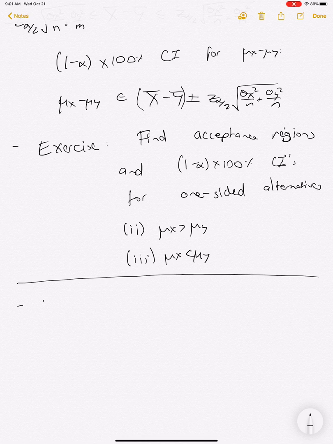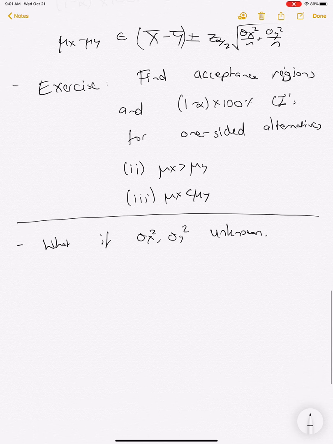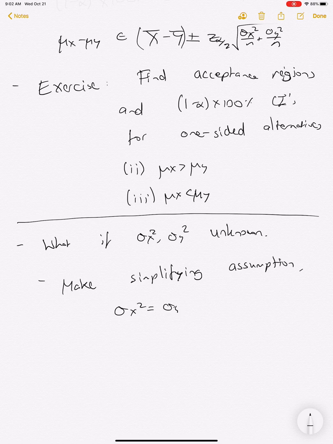So the next question is, what if sigma x squared, sigma y squared is unknown, which is often the case in practice. So we're going to make the simplifying assumption. I'm going to talk to you shortly about how you can actually test that as well. Make the simplifying assumption that sigma x squared equals sigma y squared equals sigma squared, but it's unknown.